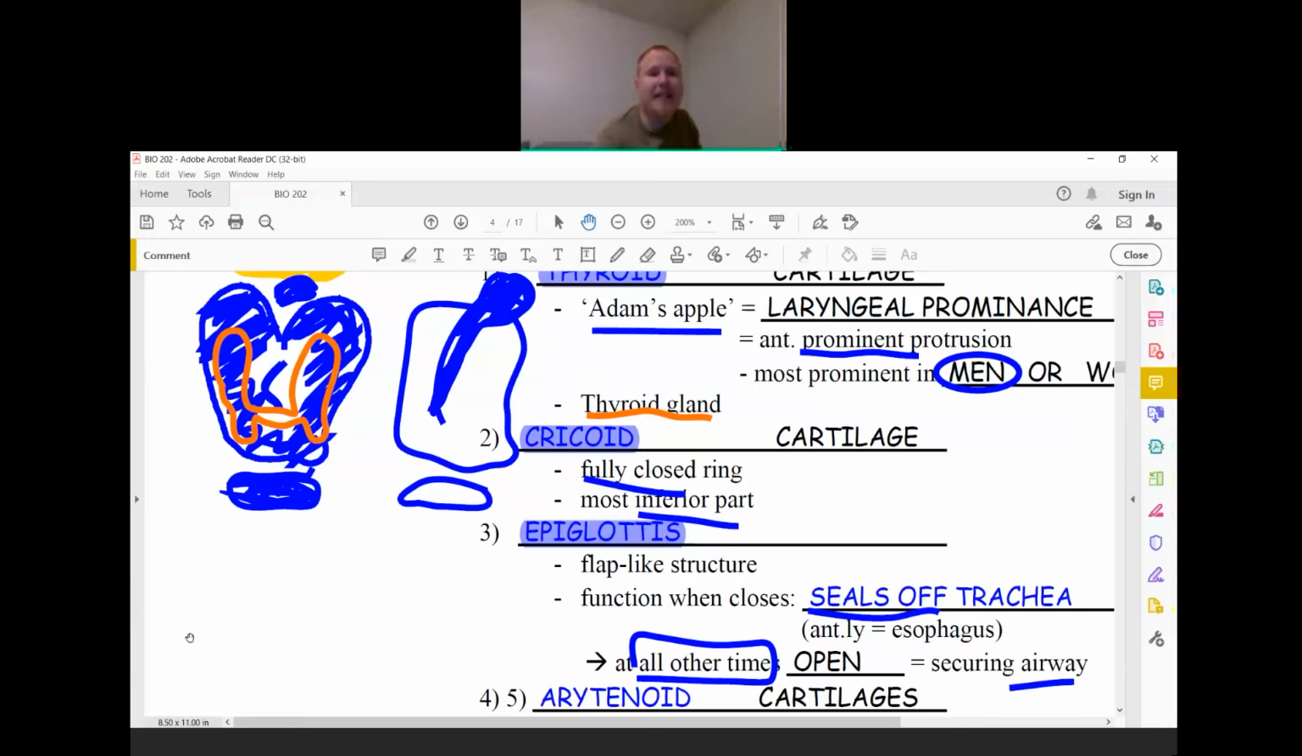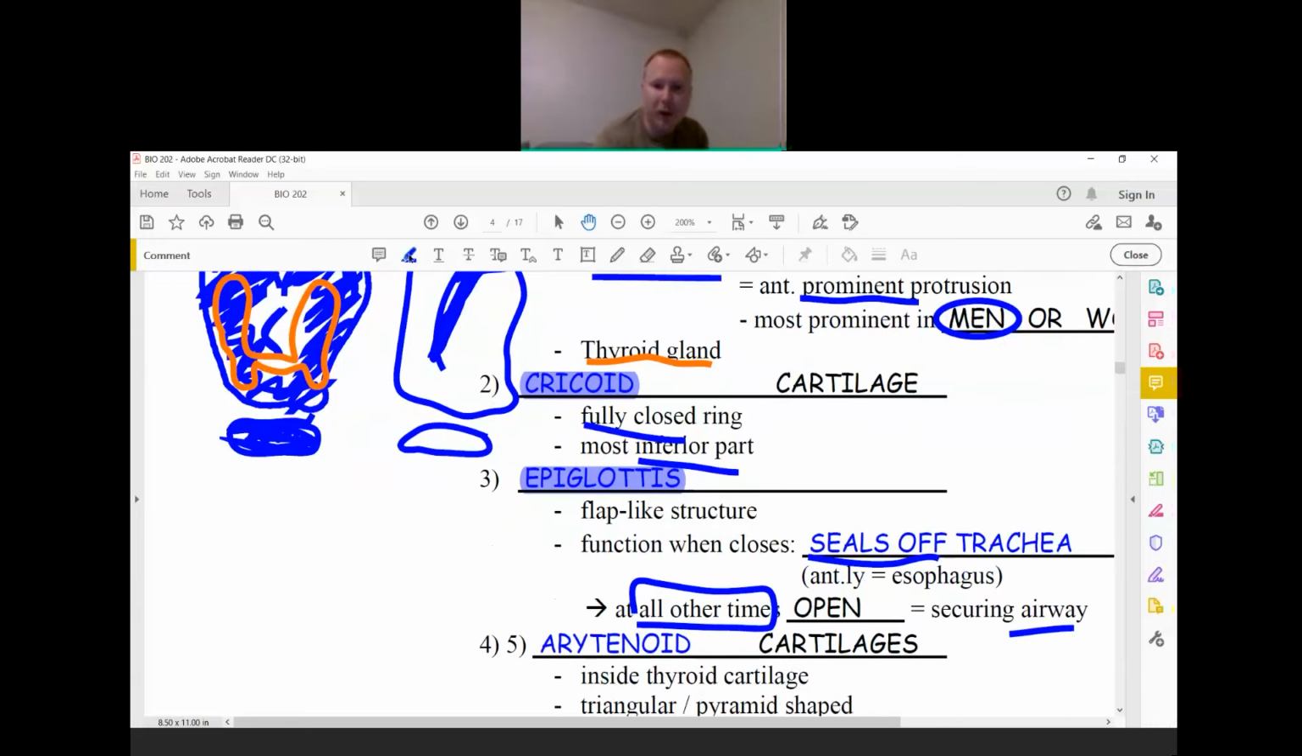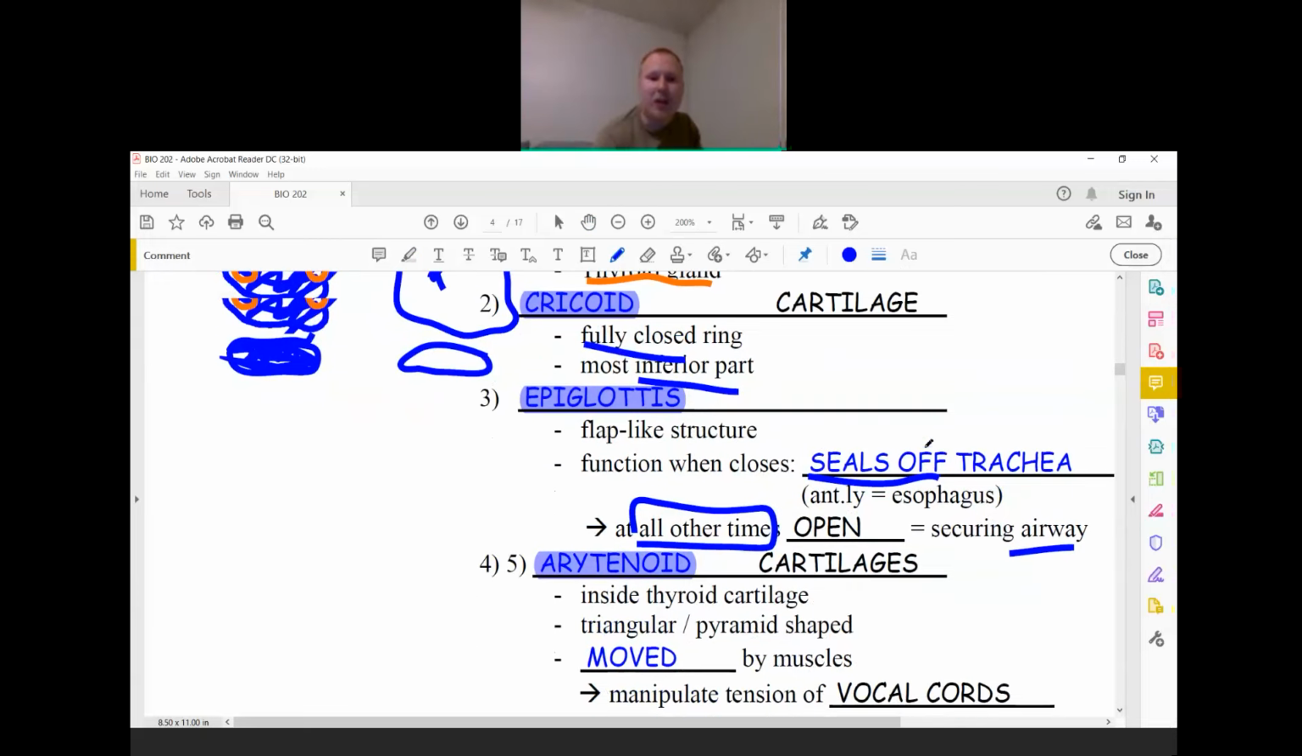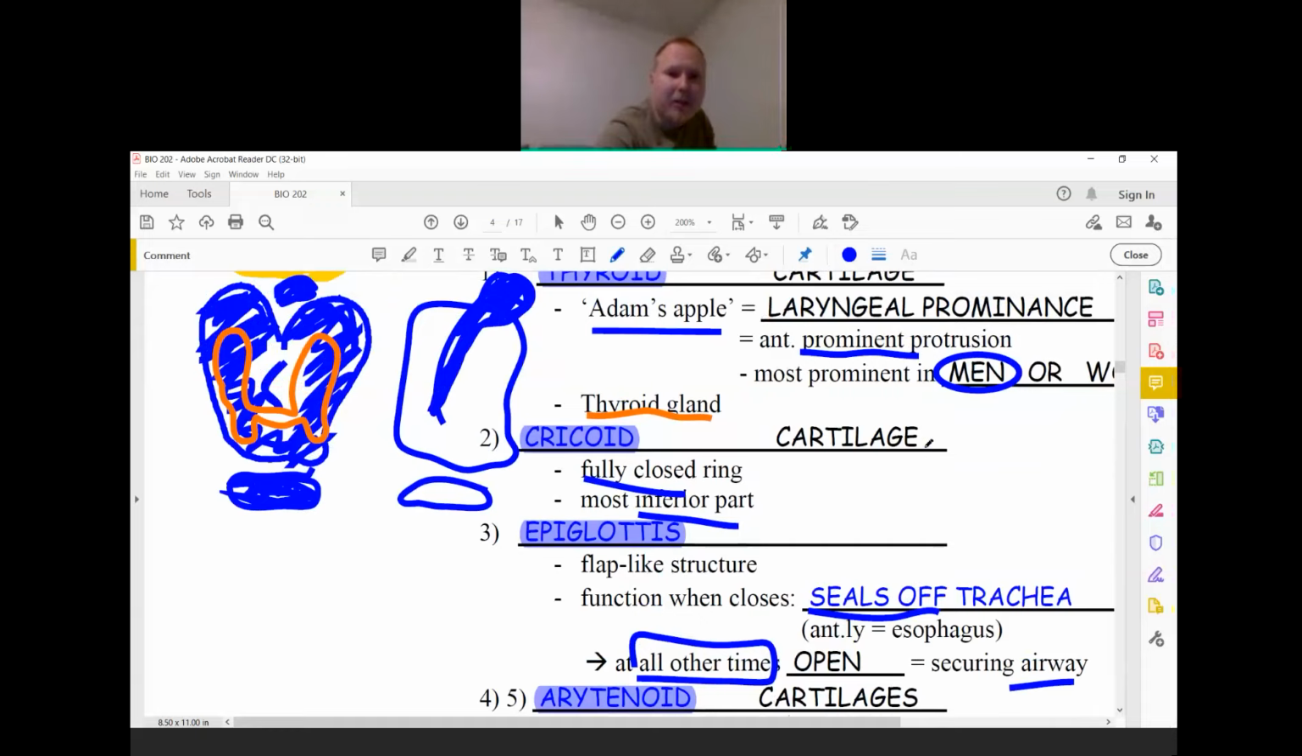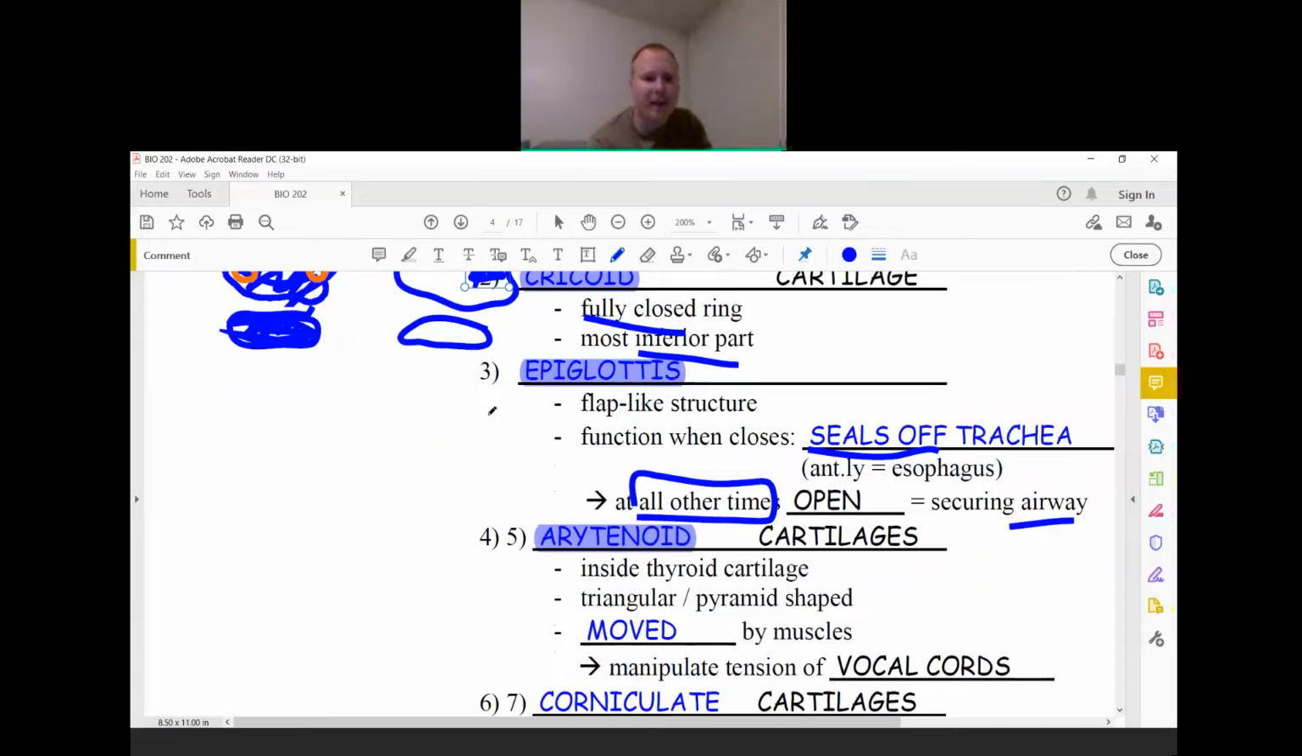All of those are single structures. There's only one of each. But now we get the structures where you have two, one on the left and one on the right side. The first one I'm going to talk about is the arytenoid. The arytenoid is at the posterior side of this larynx, a triangular or pyramid-shaped structure. The other thing worthwhile to notice is that there's a bunch of muscles that attach to it.